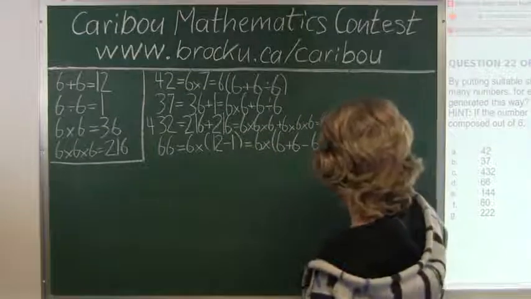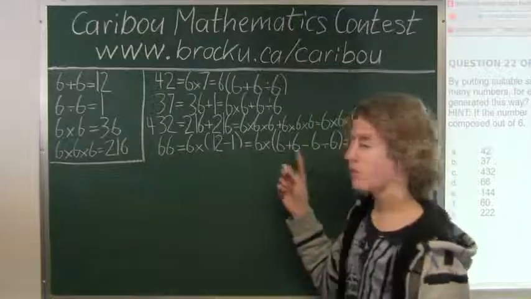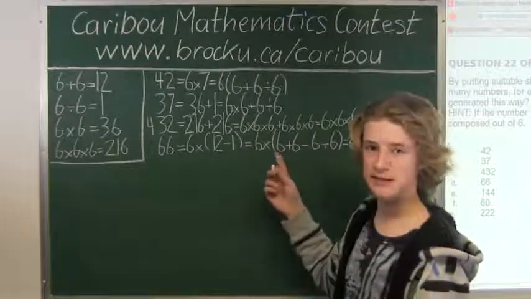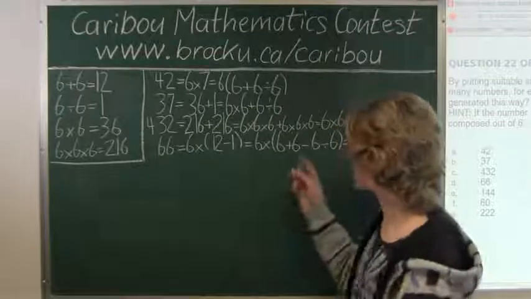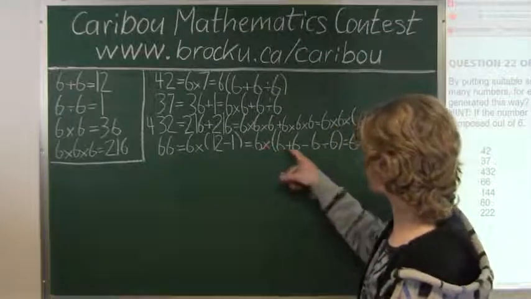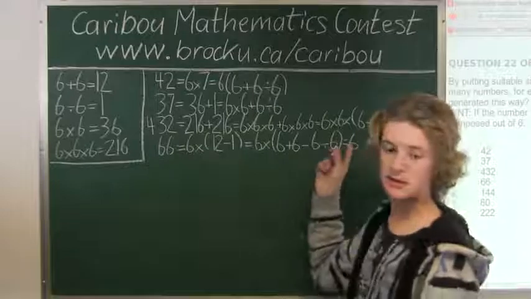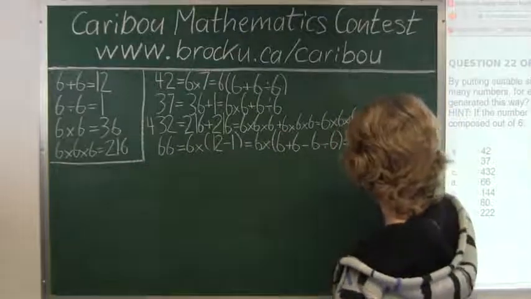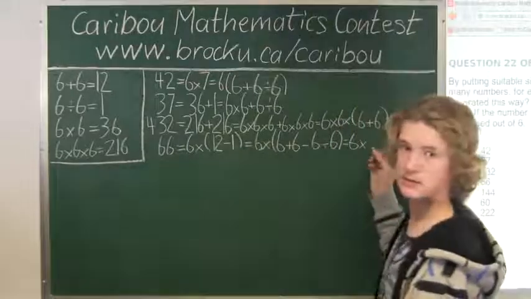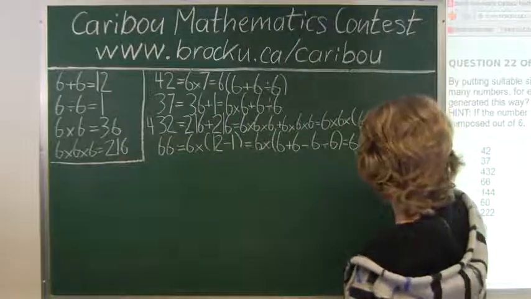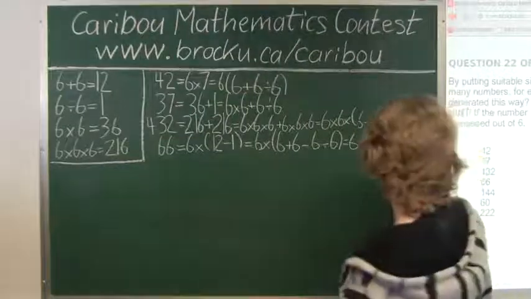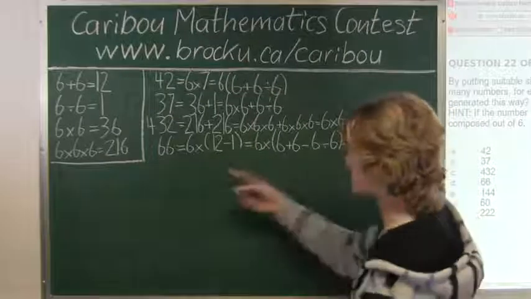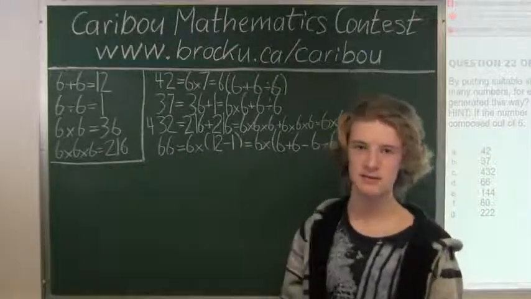So now we know we can only have 4 6s, but we have 5 6s. But we can easily cancel 1 6 because we have times and division. So now we can write it as 6 times, and in brackets, 6 plus 6. And then we would have that minus 6 to obtain 66 using 4 6s.